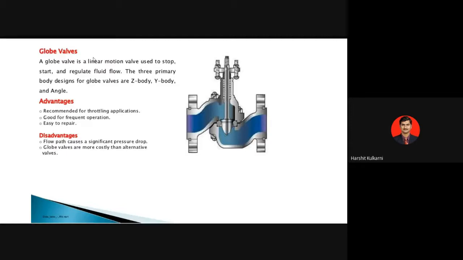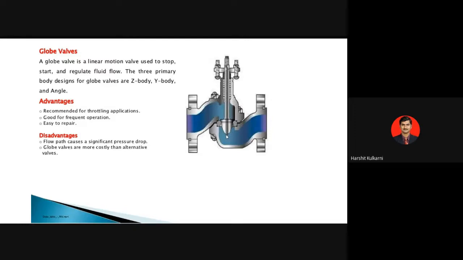So what are the specific characteristics of a globe valve? Now you can see this is the disc, wherein this is the inlet, this is the outlet, and you have the controlling elements here. So generally a globe valve is a linear motion valve. You can see the movement is linear, that is used to start, stop, or regulate the fluid flow. It has three primary body designs: Z body, Y body, and the angle.